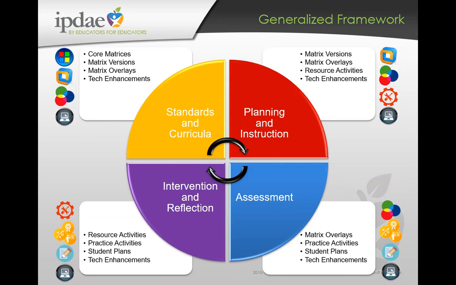What we intend to do is to provide you with all of the basic tools you need. It's not exhaustive, but it's somewhere to start, you know? And what we're doing with IPDAE is we're developing more and more resources so that you can just go straight to the IPDAE website and download all of the resources that you need for your classroom.